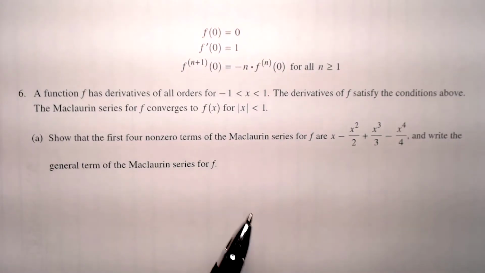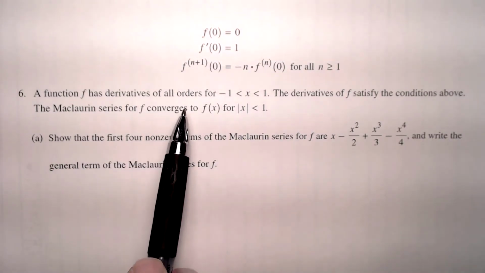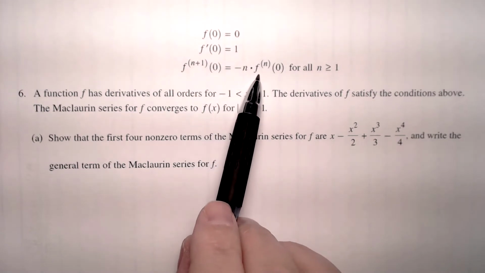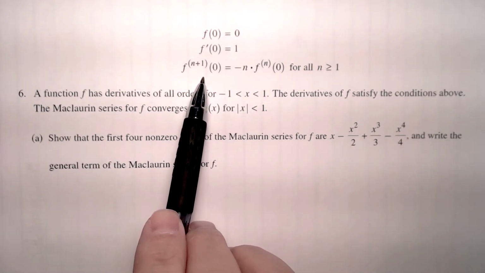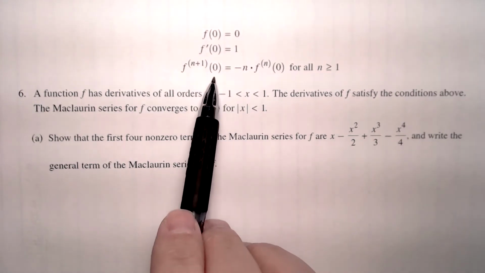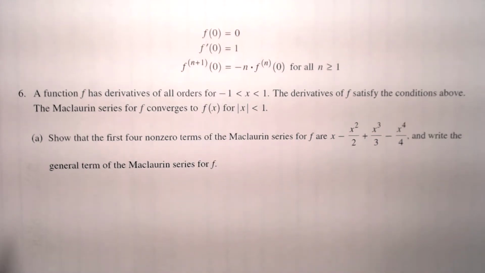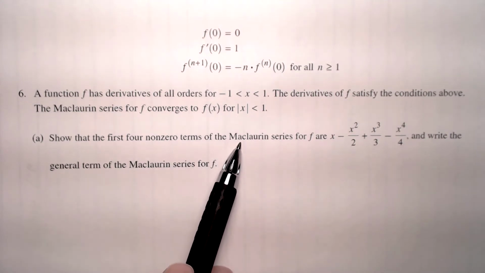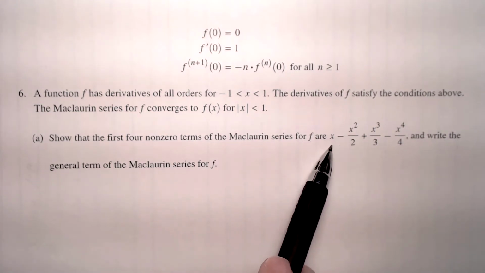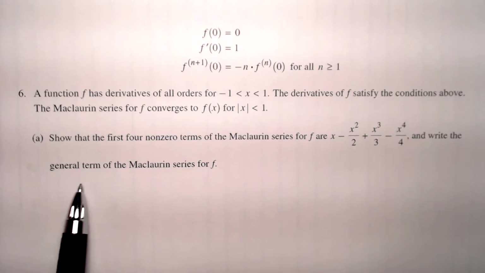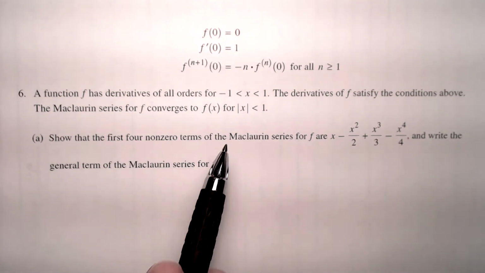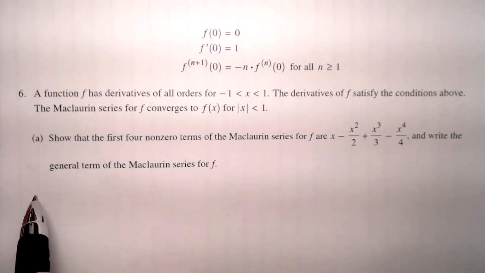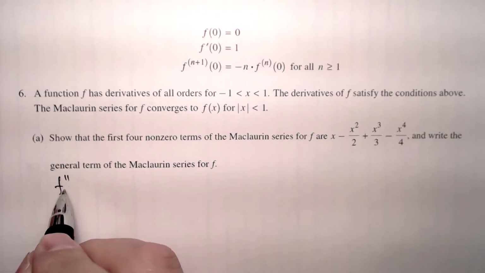In this question we are given function f and its derivatives, the relationship between the previous derivative and the following derivative, and the first two derivatives at 0. We need to show that the first four non-zero terms of the Maclaurin series for f are those, and then write the general term as well. So we have the first two derivatives. Let's look at the following derivatives after that.